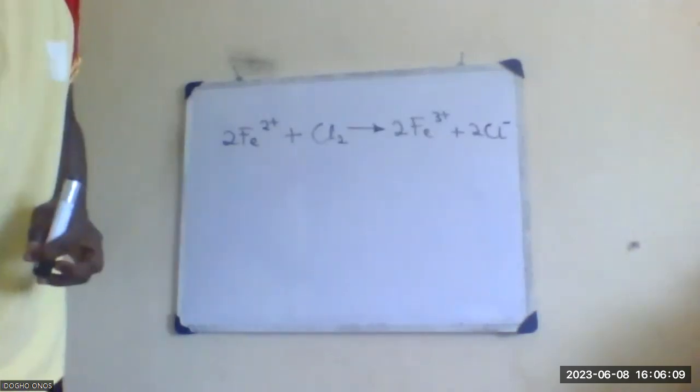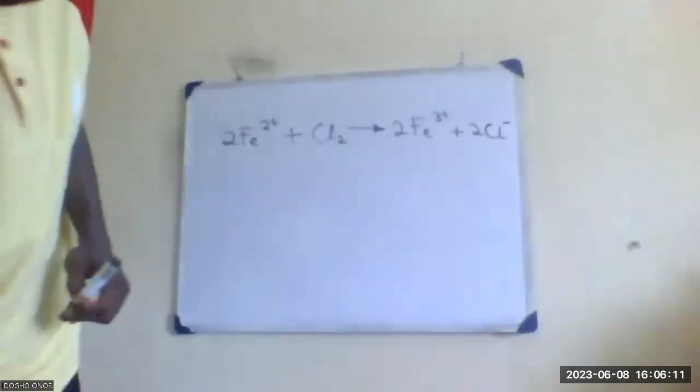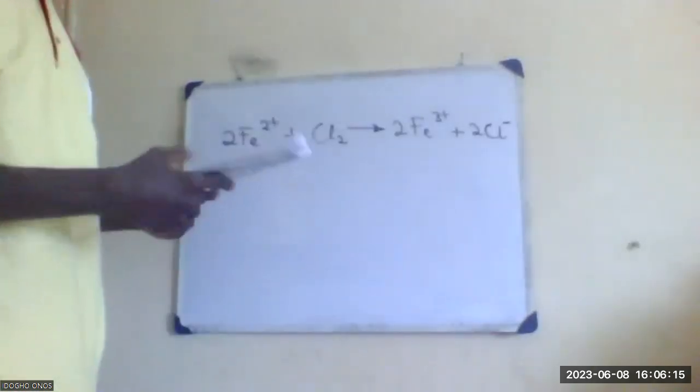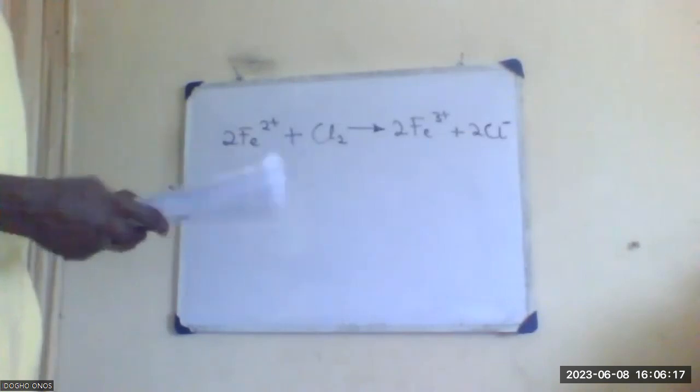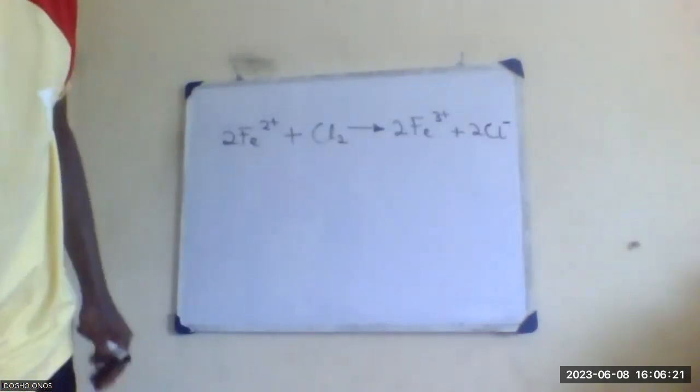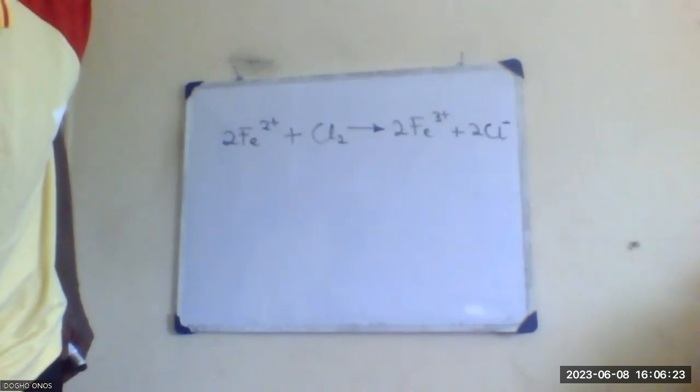Okay. It's balanced now. Yes, it's balanced. Now, this was one particular question from WAEC. They said, identify the reducing agent in the above equation.